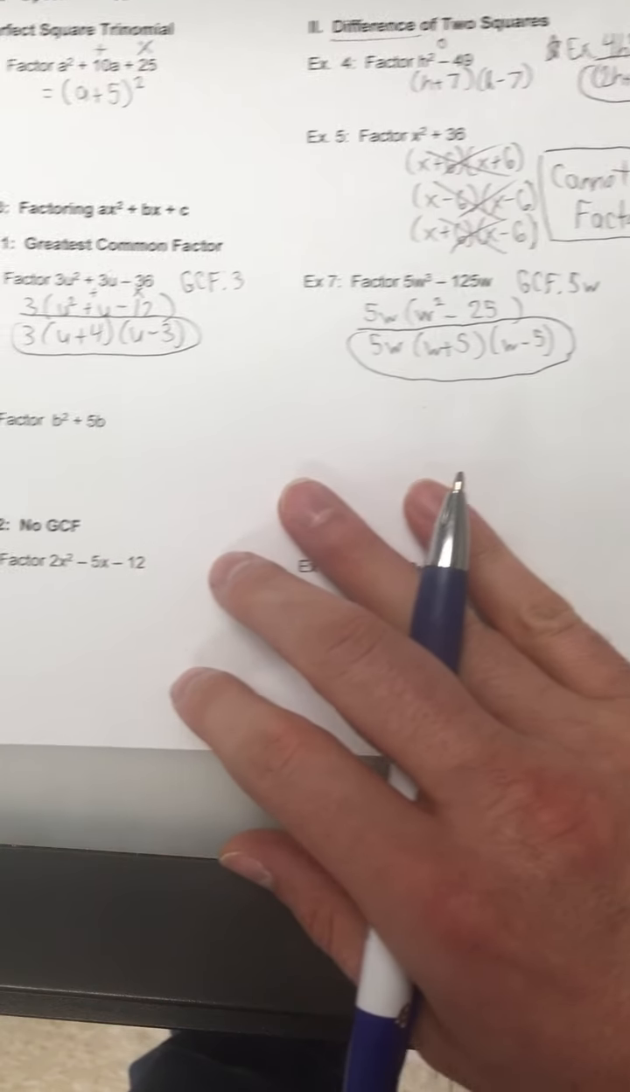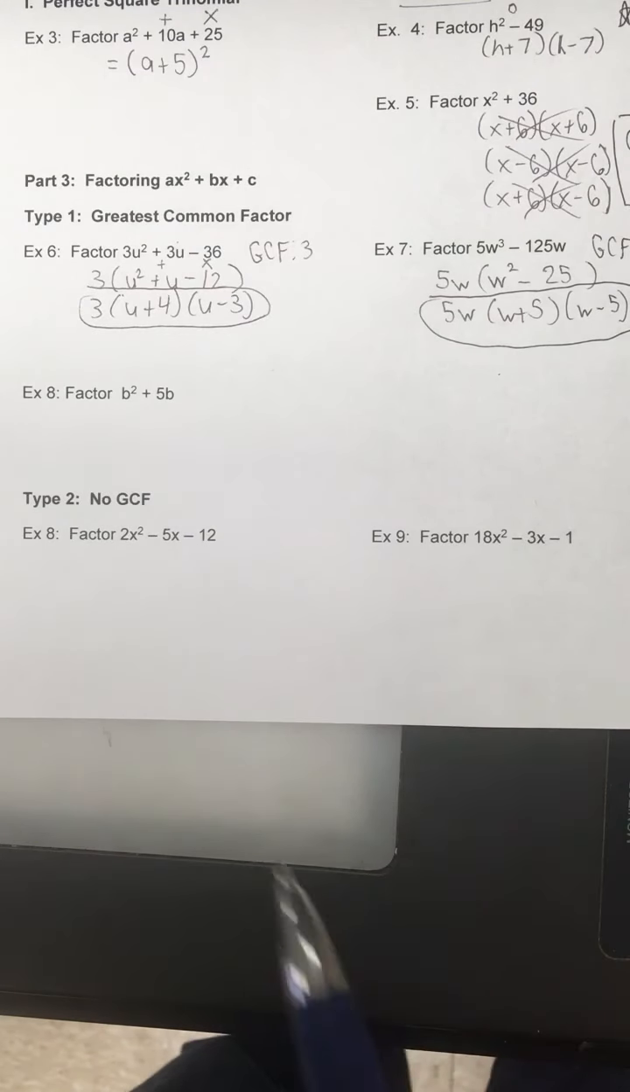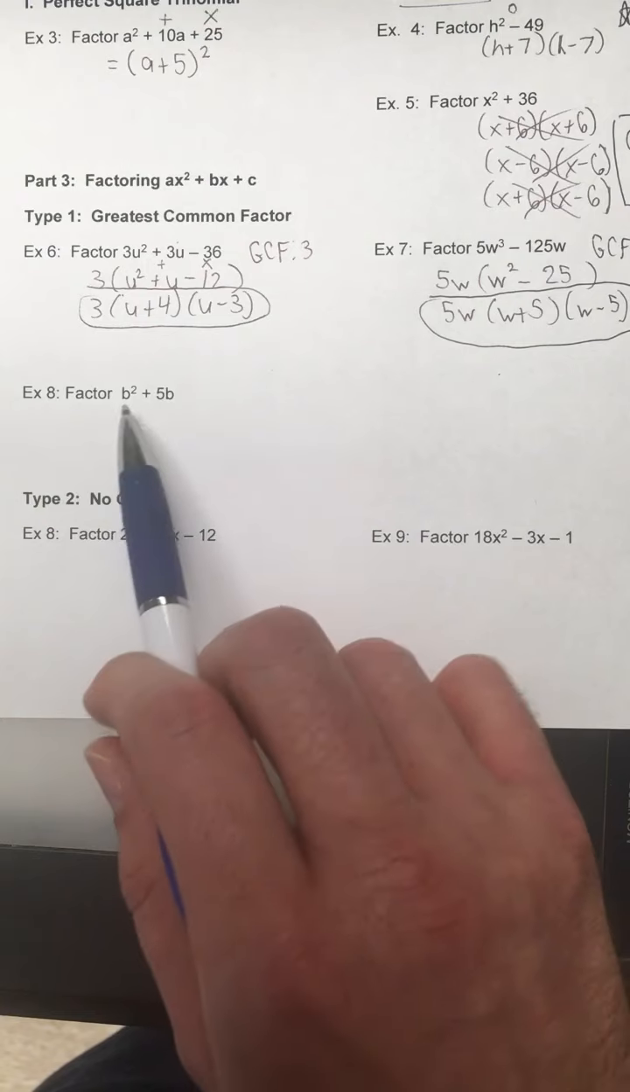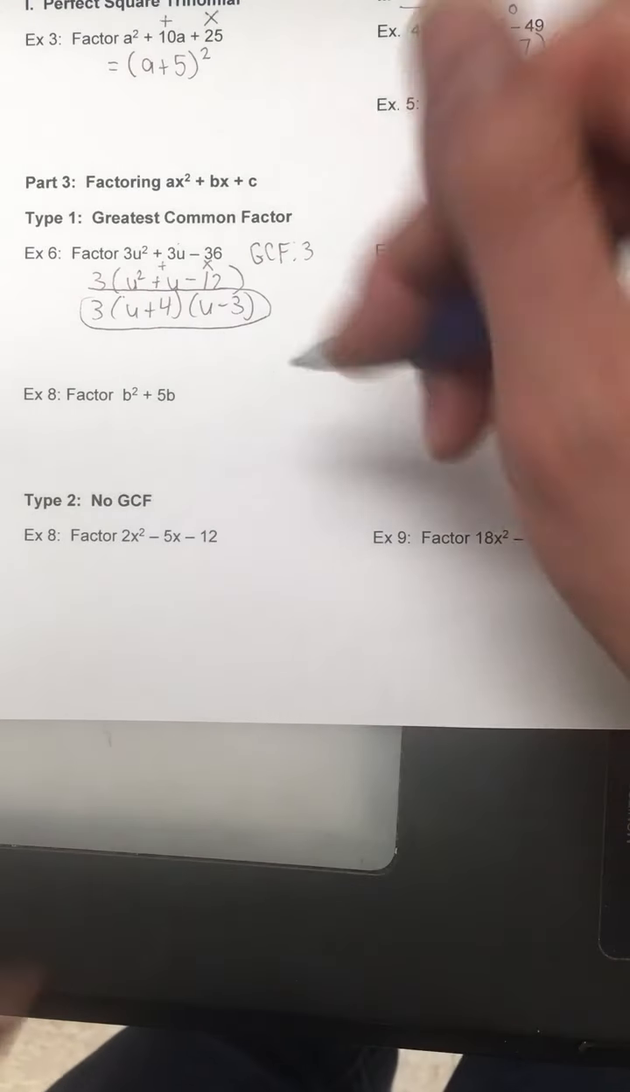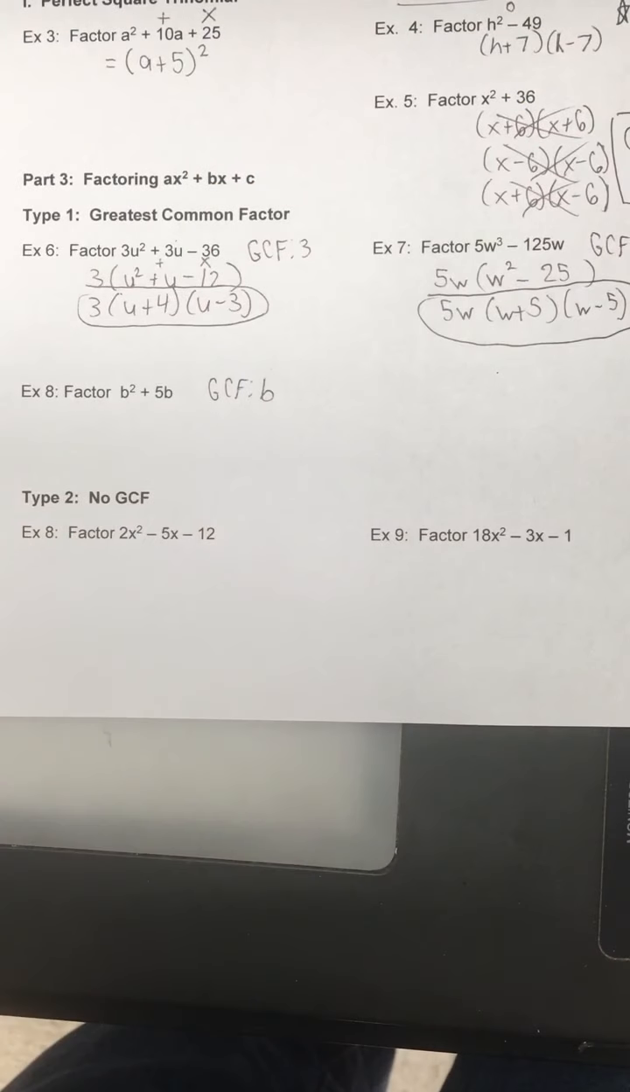One last problem. All right, b squared plus 5b. Does this one have a greatest common factor? It does, but it's not a number. What do both of the terms have? They both have a b. So my GCF, my greatest common factor this time, is just a b. Sometimes it's just a variable.